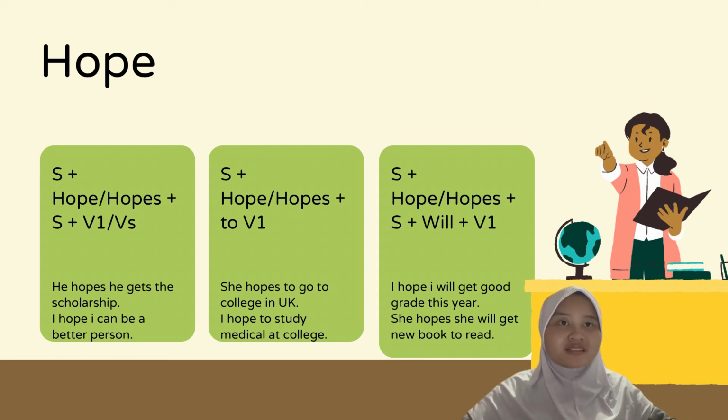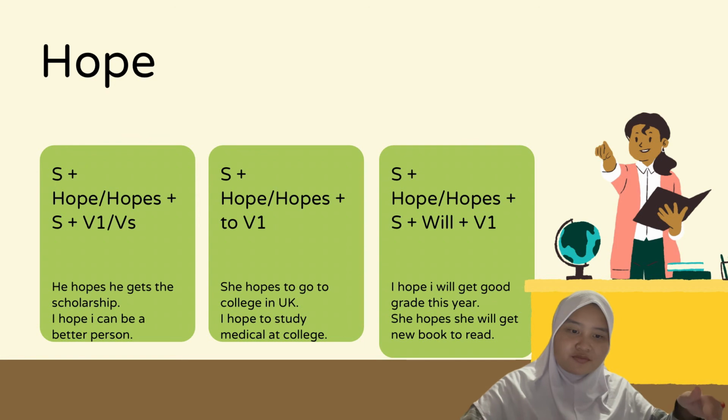The second sentence example is she hopes she will get a new book to read. She is the subject, and we use hopes because the subject is she, and then followed again by she, and then followed by will, and then verb 1, get, and a new book to read is the complement.